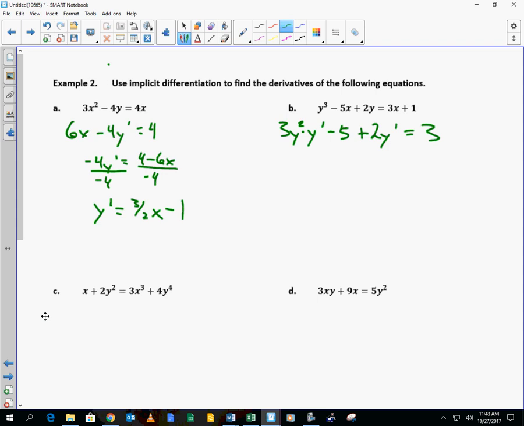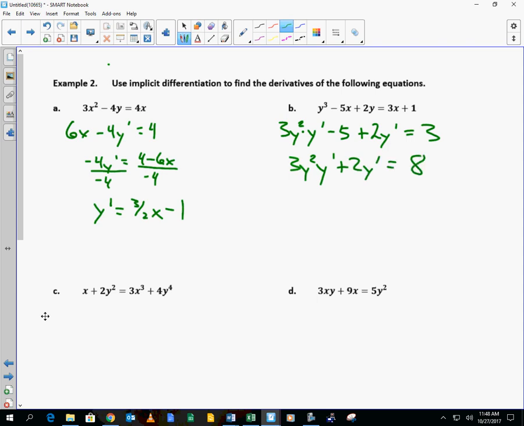You had it last year. Gather everything that has a y prime on one side, everything that doesn't on the other, and then factor out a y prime. Okay. Yeah, but you're right. You said the factor piece, but right now it's not very good to factor out a y prime with the negative 5 sitting there. So you're on the right track. I just wanted to make sure we set it in the right order.